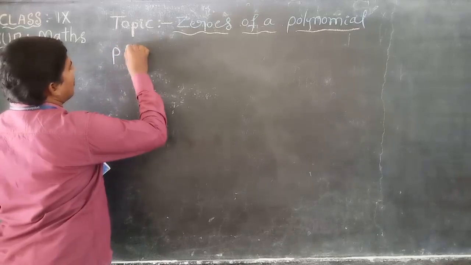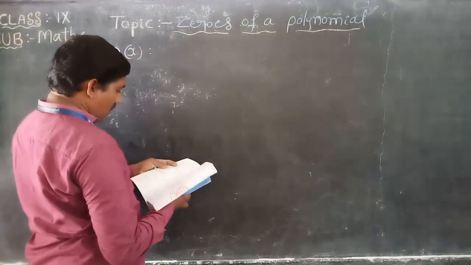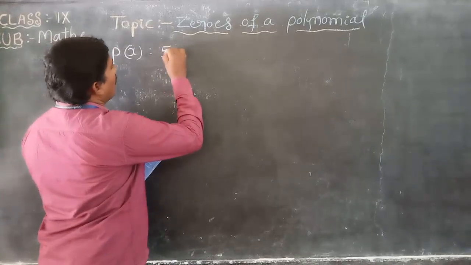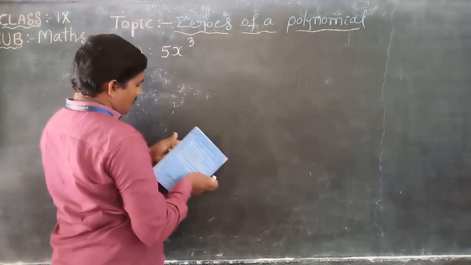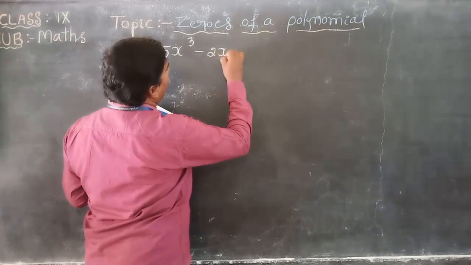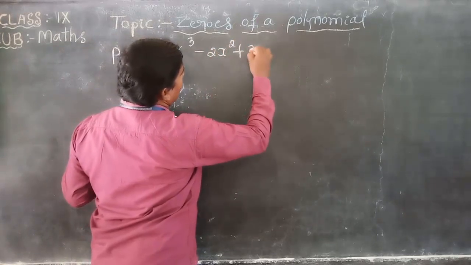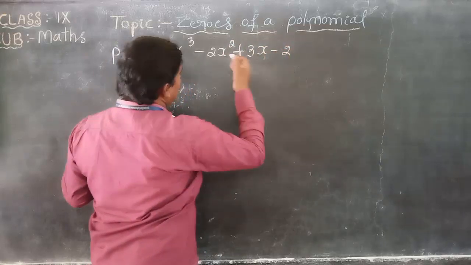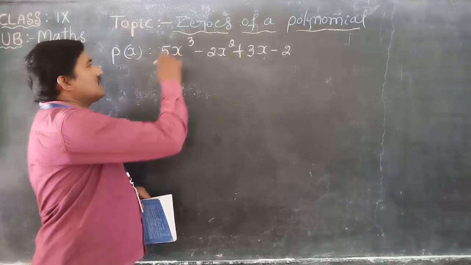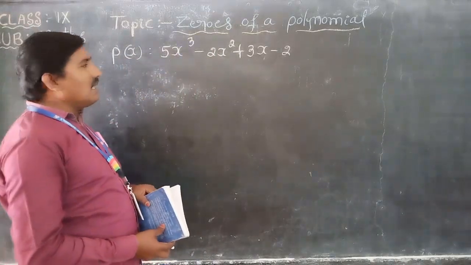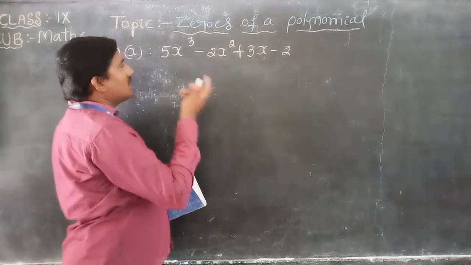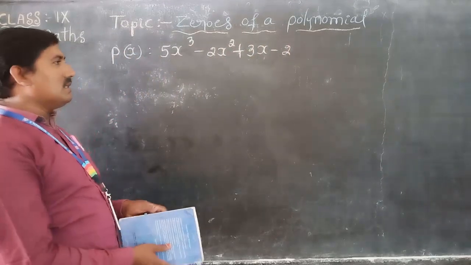p of x is equal to 5x cube minus 2x square plus 3x minus 2. This is a polynomial. This is a cubic polynomial. Why? Because the highest power is 3. Here the power is 3, here the power is 2, here the power is 1, here 0. So its degree is 3.